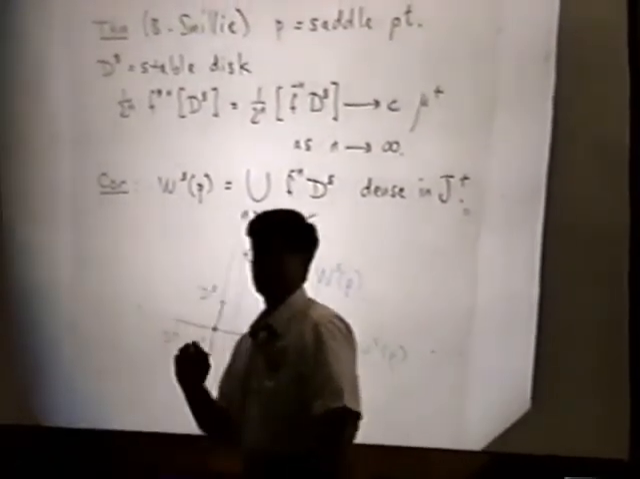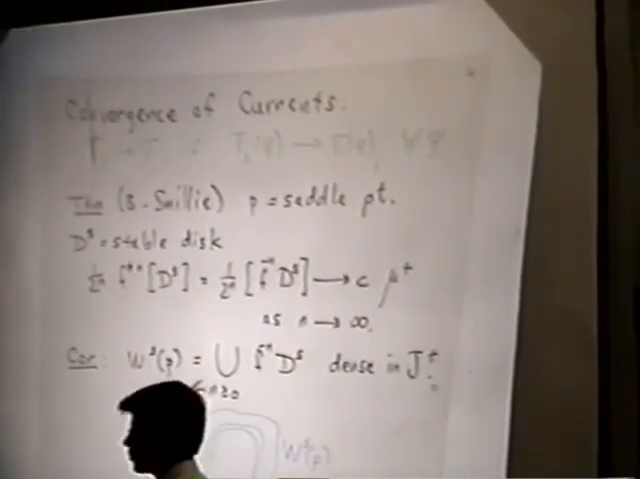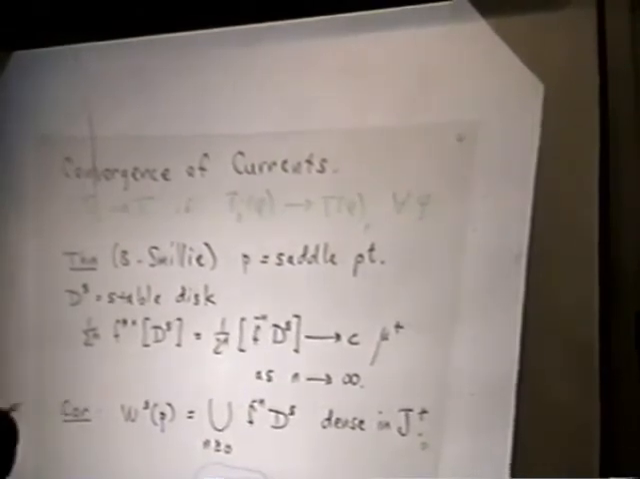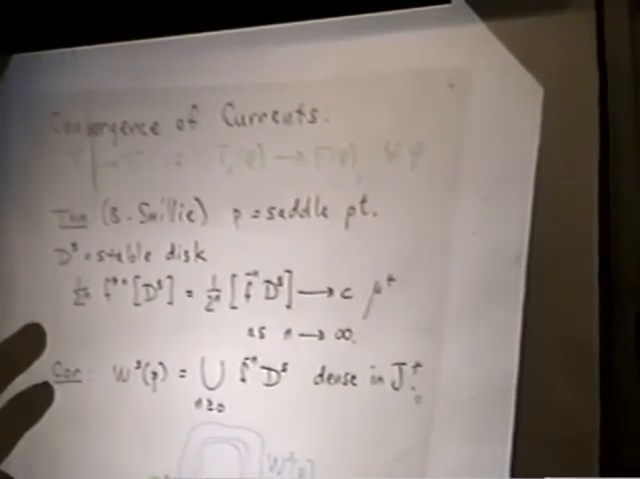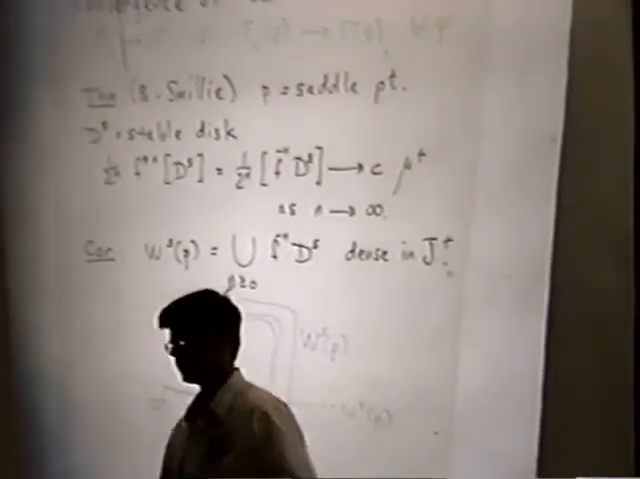One advantage of working with currents instead of just sets is that you have a nice flexible notion of convergence. You just use the same notion of convergence you use for distributions. You put it against a test form and the answer converges. So one use of this here, the theorem is that if you take a saddle point P, you know that at a saddle point there's a stable manifold and there's an unstable manifold. Well, suppose we take a little stable disk. So this will be just some relatively compact disk containing P inside the stable manifold.